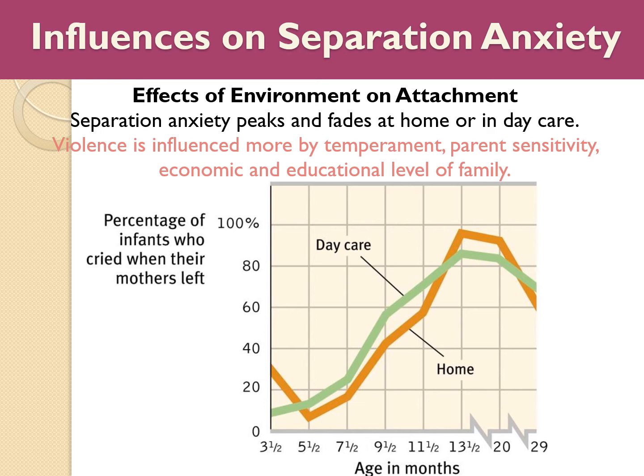Well, then they did the studies and the research to find out if this was actually true, and they found out it's not true. What is influencing violence is actually the child's original temperament, the parent's sensitivity, how much the parent cares or doesn't care or is involved, and the economic and educational level of the family. The higher the economic and educational level of the family, the lower the level of violence.